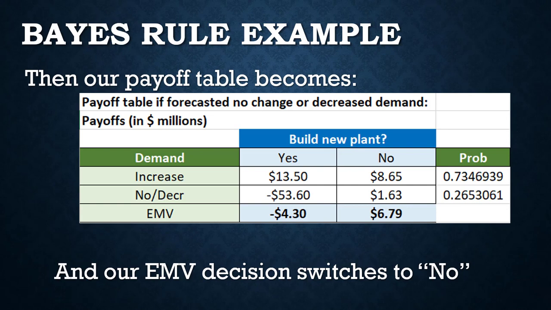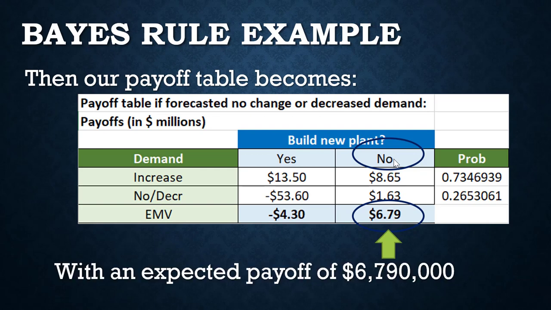Okay, so our EMV decision switches to no, because our highest EMV here is a 6.79. So the decision associated with that is no. And again, our expected payoff, if the forecaster forecasts no increase, is $6,790,000 as long as you don't build the plant. Let's now look at how you get this table and generate these numbers in Excel.